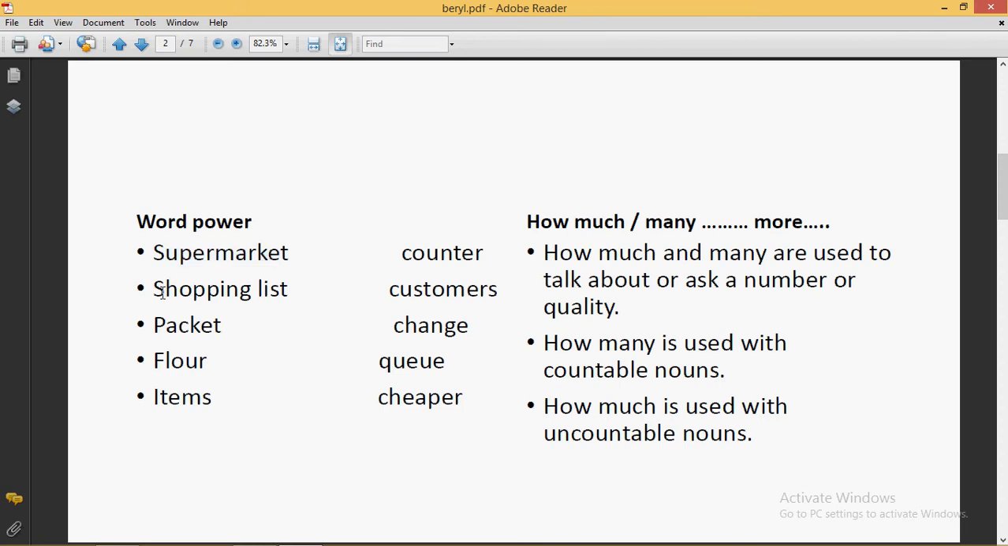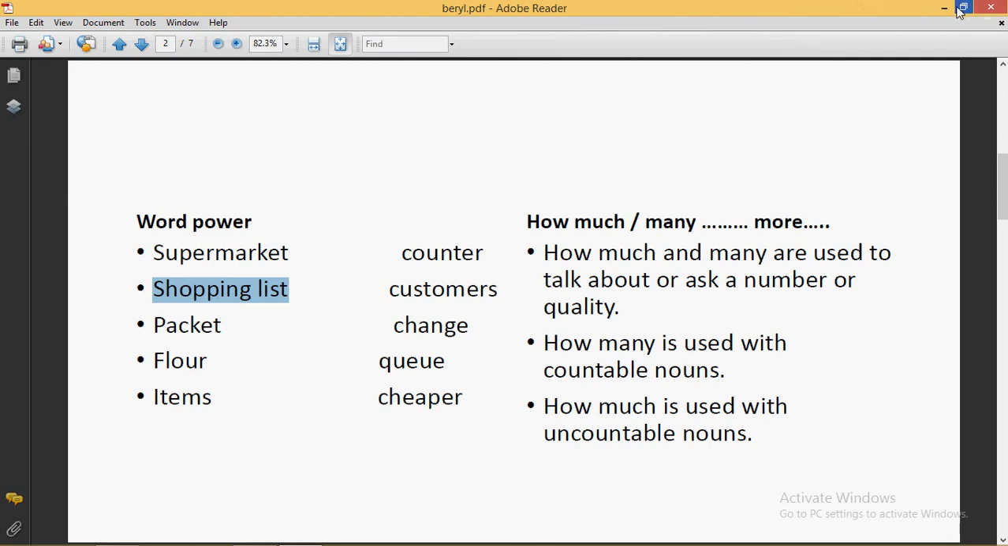How about the shopping list? A shopping list is a kind of paper or a kind of plan. You are planning to go buy things. For example, when you want to go to the market or the supermarket, you have to say, I want to go buy rice, I want to go buy maize, I want to go buy sugar, I want to go buy salt. So everything you want to buy, you have to write down. When you write everything you want to buy, you call that a shopping list.